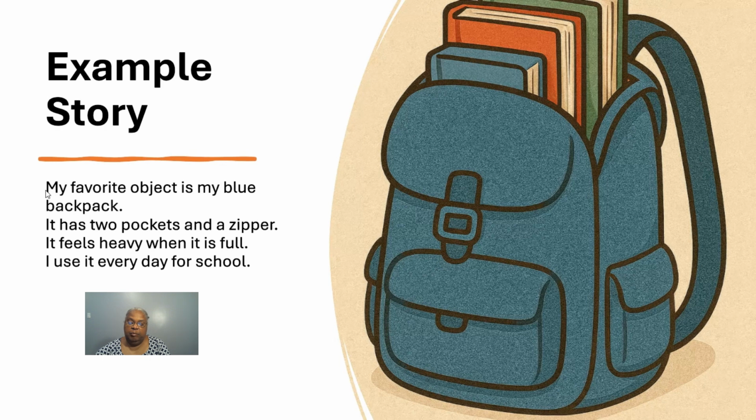Here's an example of descriptive writing about a thing. Notice the details about color, parts, and how it feels. Follow along as I read the story. Ready? Let us begin. My favorite object is my blue backpack.